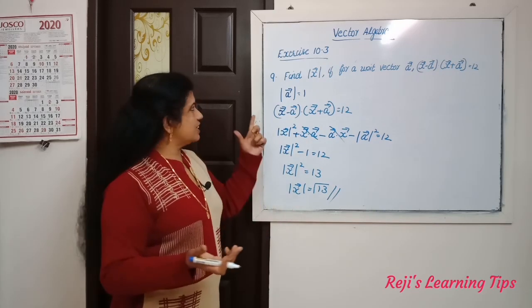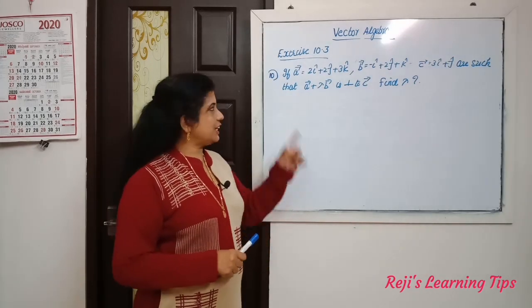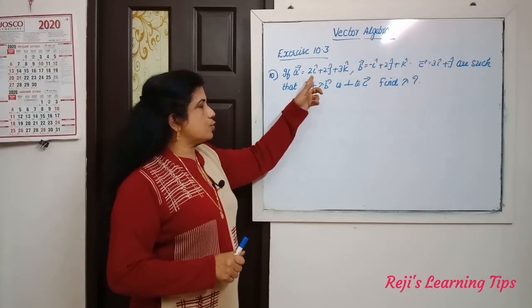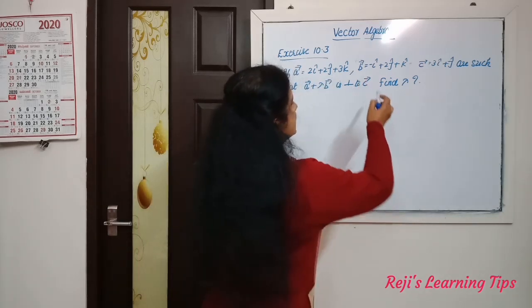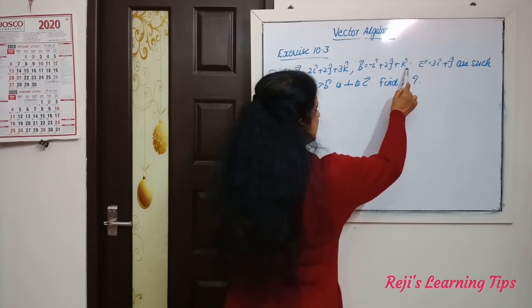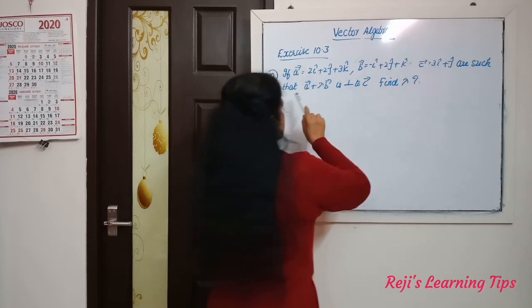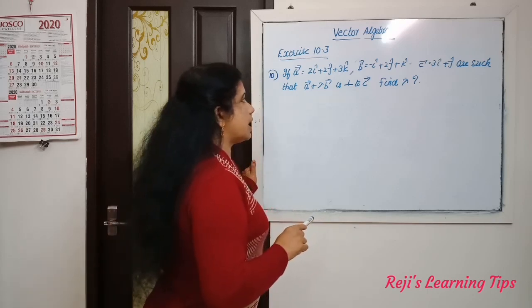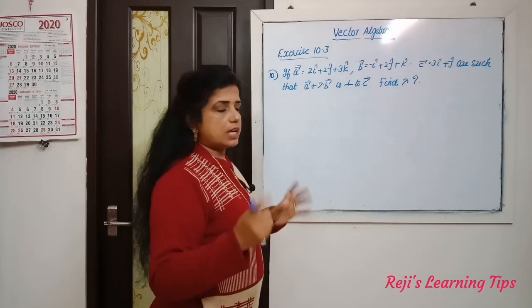Okay, then we can see 10th question. Vector A is equal to 2 i cap plus 2 j cap plus 3 k cap. Vector B is equal to minus i cap plus 2 j cap plus k cap. Vector C is equal to 3 i cap plus j cap, such that vector A plus lambda B is perpendicular to C. Then find the value of lambda.